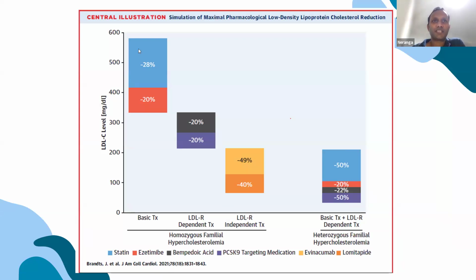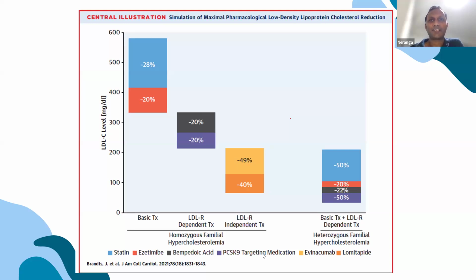So first we go with statin and ezetimibe. These are for familial hyperlipidemias. Then we have bempedoic acid, which is available in India, but not licensed in Sri Lanka, and some backpackers bring it. It has fewer side effects than statins, especially statin muscle symptoms are less.